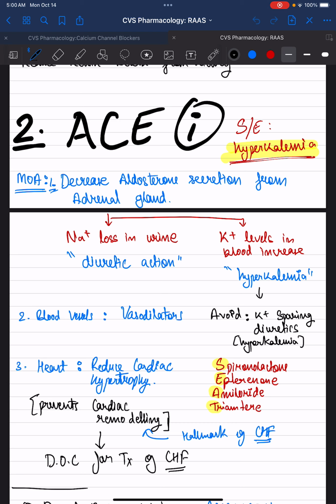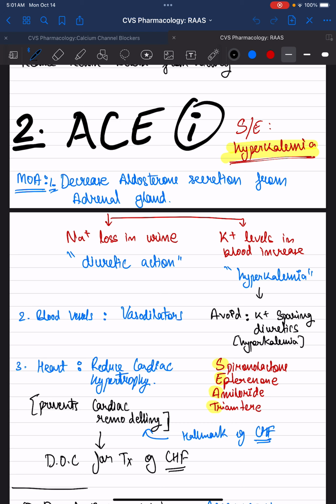Now this diuretic action is not that bad, but the increase in the level of potassium, which is hyperkalemia, is life threatening because it can lead to arrhythmias and other things. So whenever we are using an ACE inhibitor, we have to avoid using potassium sparing diuretics, which also cause hyperkalemia. As we all know, if two drugs are both causing hyperkalemia, it is a very big problem, and they are contraindicated to be used with each other.